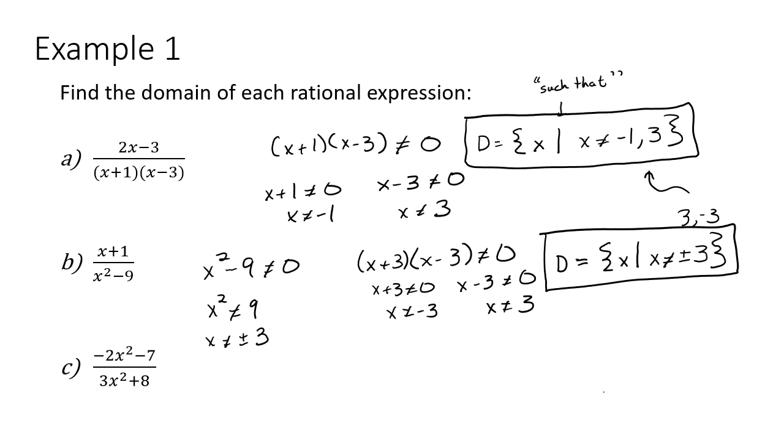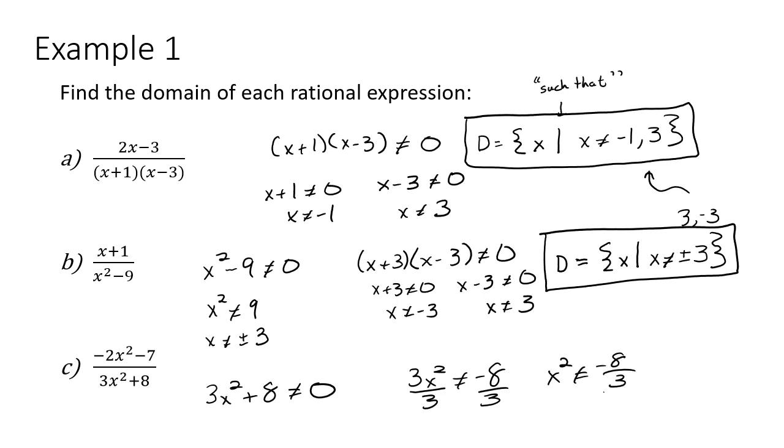Now part C has a little bit of a trick to it. We're going to need to be careful. So if we want to know where the denominator is equal to 0, we can look for restrictions by setting it not equal to 0. But if you tried to solve this like an equation, we would subtract the 8 across to the other side. Then we would divide both sides by 3. And you've got x squared is equal to a negative number.